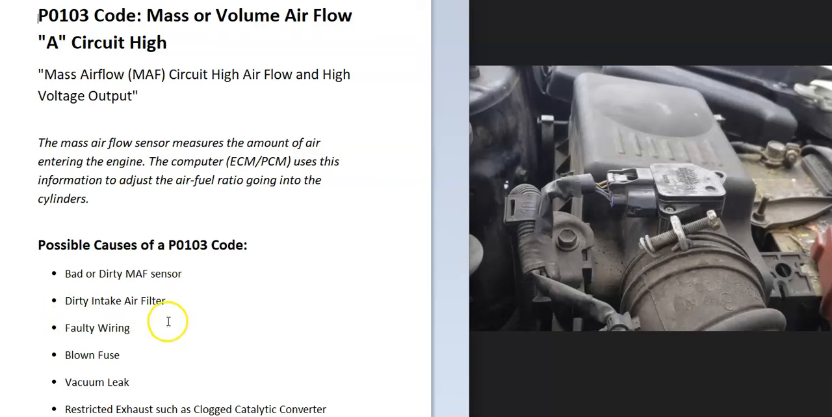And some possible causes of a P0103 code, well, it could be a bad or dirty MAF sensor, could be a dirty intake air filter, could be in the wiring, could be a blown fuse, could be a vacuum leak, and possibly it could be a restricted exhaust like a clogged catalytic converter. And usually when this happens, you'll get other codes. So if you are getting other codes, be sure to pay attention to that.